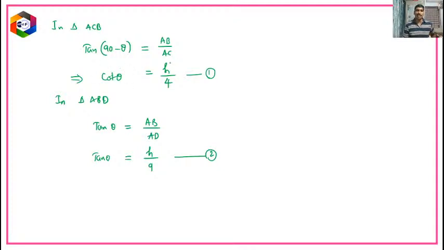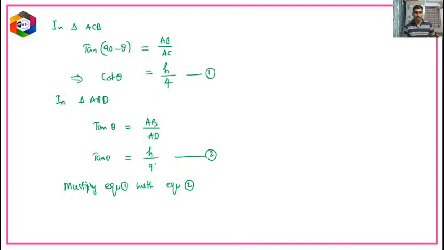If you have the angle's particular measure, then we can write its value. But here, to write the value, we don't know the angle, only that they are complementary. But how do you calculate it? Very simple. Cot and tan are reciprocals. If you multiply cot and tan, you will get the result 1. Reciprocals' product is 1. So here what we have to do is multiply equation 1 with equation 2.